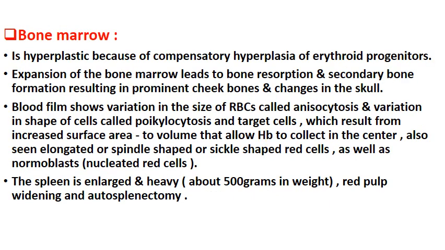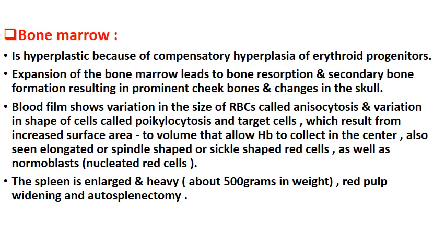What will we see in the bone marrow of the patient? We will see hyperplastic bone marrow. Why? Because it is compensatory hyperplasia of erythroid progenitors. This compensation is in order to compensate for the destruction or the hemolysis of the red blood cells, so the bone marrow tries to compensate for the loss of blood or the anemia.